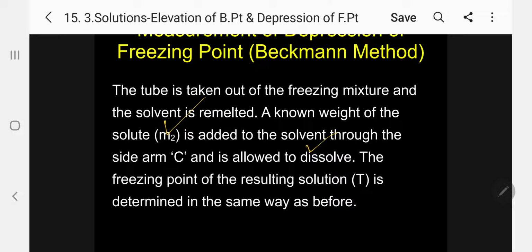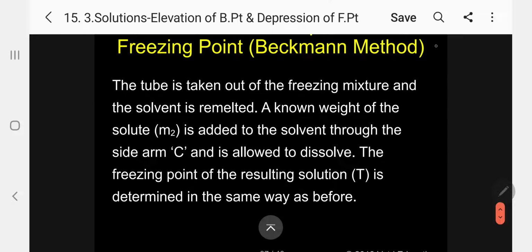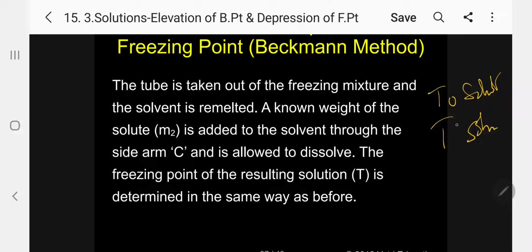What will happen now? On cooling, slowly the mercury level goes down. After reaching a particular level, after crystallization, suddenly it moves up and stops. You note that reading. That reading is called T, the freezing point of the resulting solution. So now you know T0 with the pure solvent, and you know T with the solution. This is solvent, this is solution. So now delta Tf can be calculated.